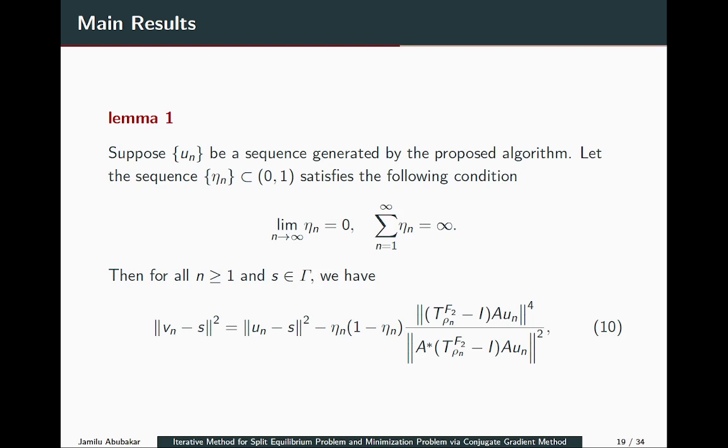So for our first result here, this lemma is essential in showing the convergence of the sequence generated by the proposed method. So suppose we have un be a sequence generated by the proposed algorithm, and we suppose that eta n satisfies this condition, then we have this relation.